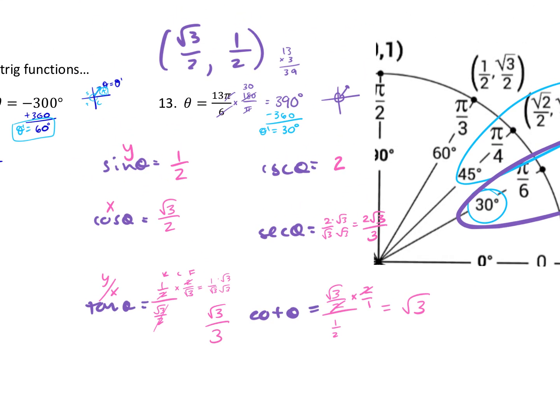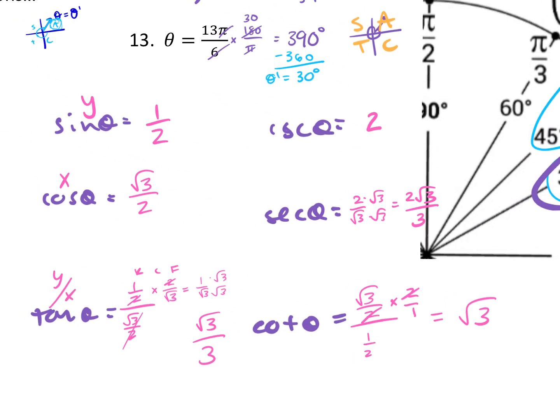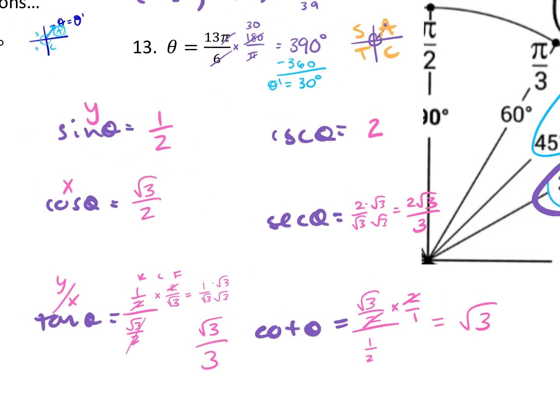What quadrant did we say we were in here? What quadrant's 390 degrees in? Quadrant 1. So what's positive in quadrant 1? Everything. So all of our trig functions are going to be positive. So always, always, always check your signs. Here everything is positive. If we were in quadrant 2, then just sine and cosecant would be positive. Everything else would be negative.